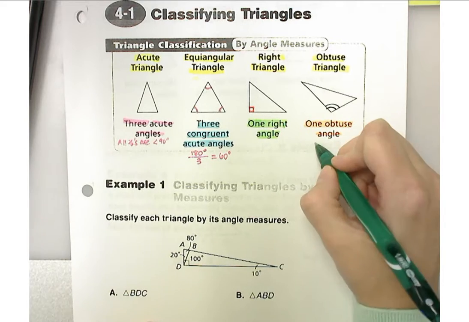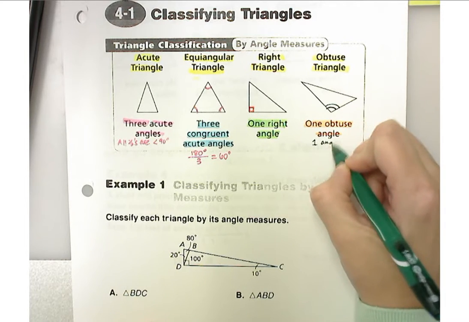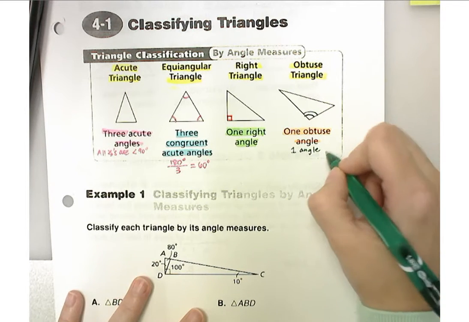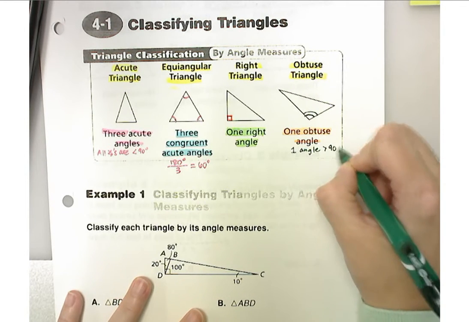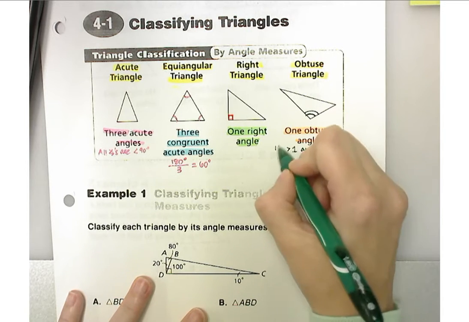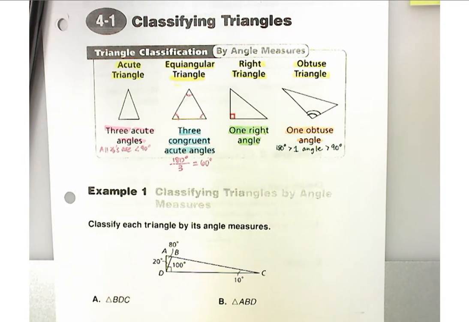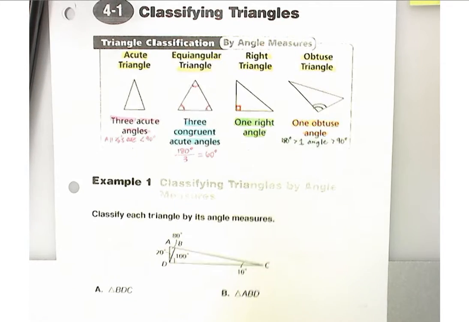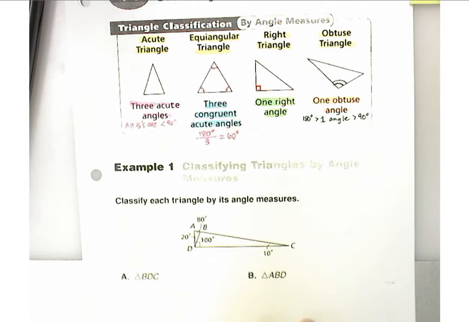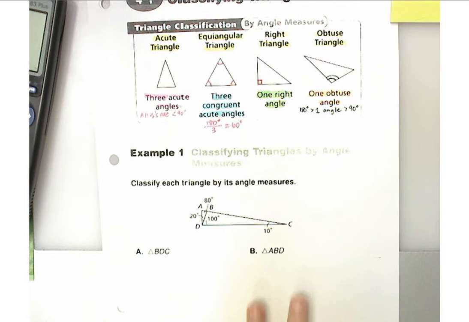Okay, so you're going to have 1 angle that is greater than 90 degrees and then less than 180. Okay, and then the other 2 would have to be what type of angles? Have to be acute, right?